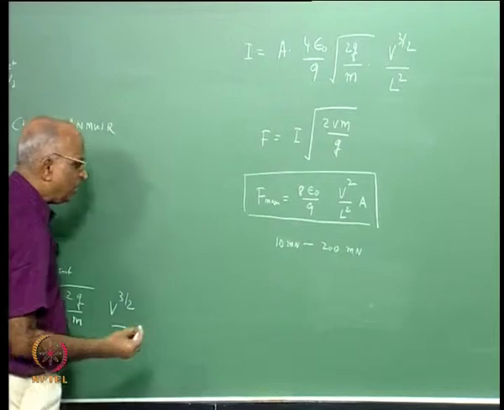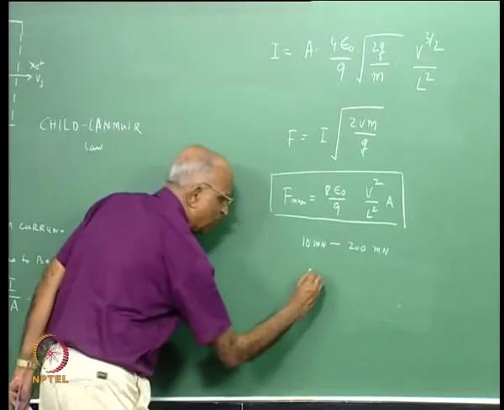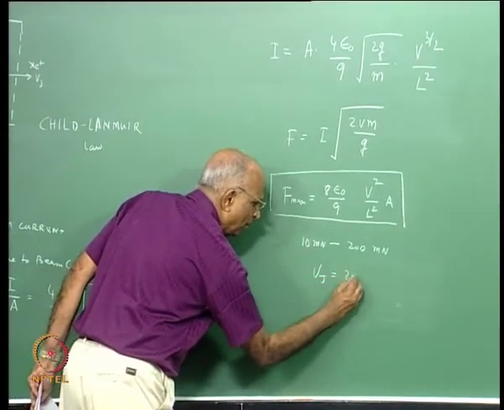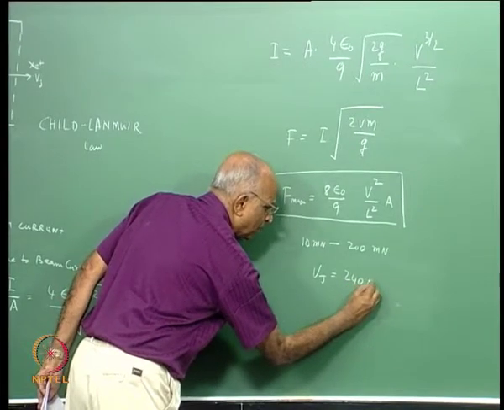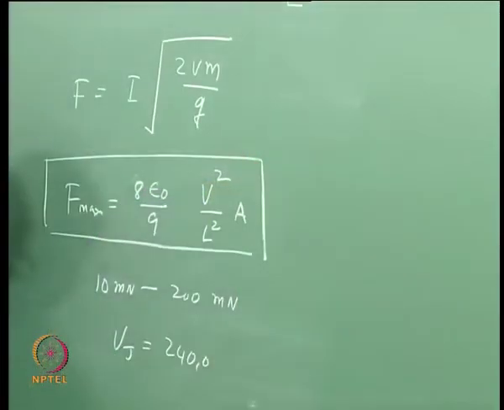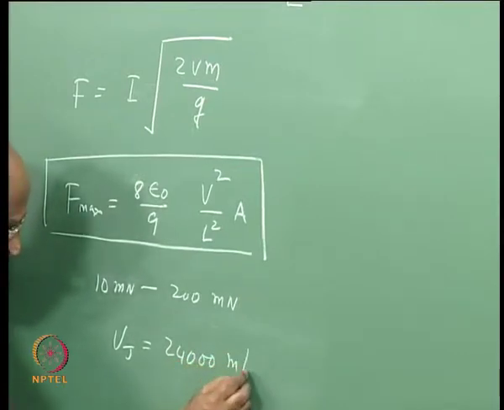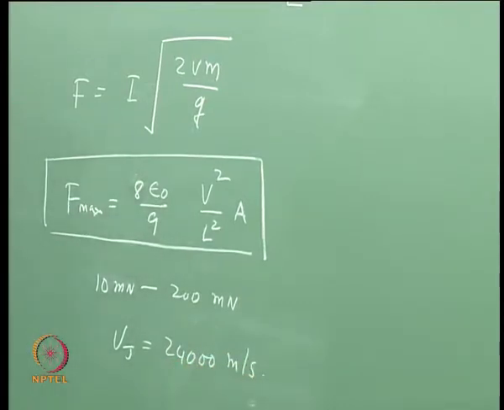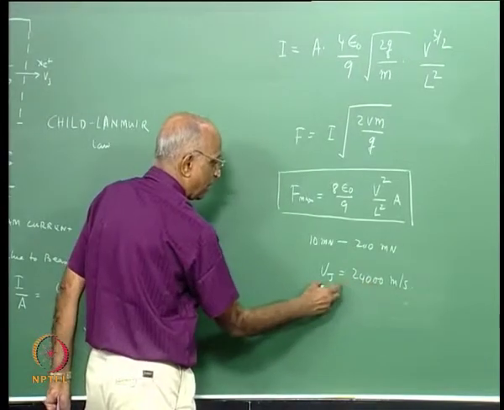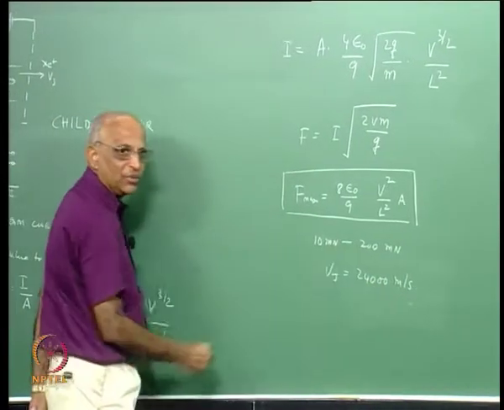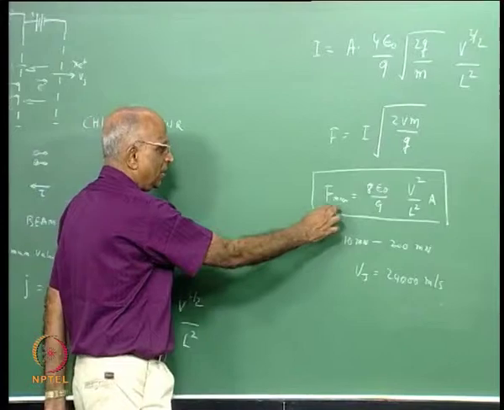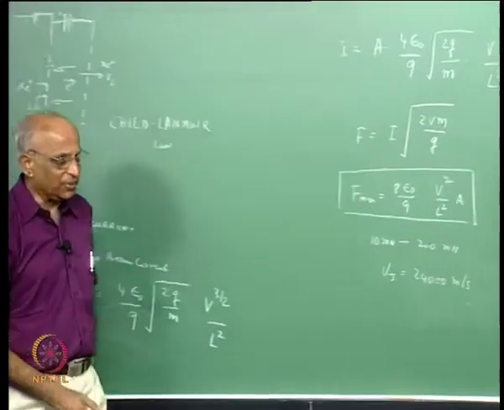The maximum specific impulse, or rather we put it in terms of Vj, is around 24,000 meters per second. When we talked of chemical rockets, we found that the Vj is around 3000 or something. The ion rocket gives around 10 times the performance, but at reduced thrust levels. And what is the maximum thrust level? Given by this particular equation.